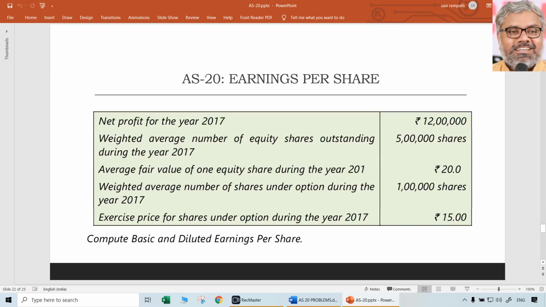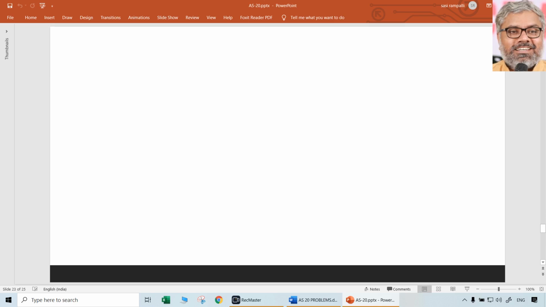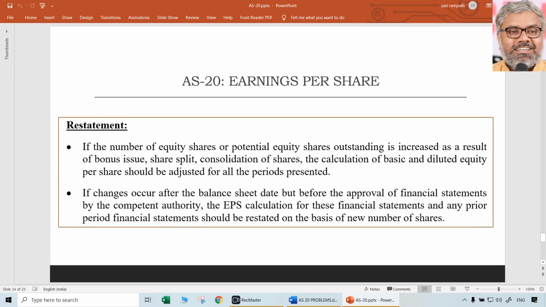That is another situation we have discussed, about options and other share purchase agreements which might cause dilution according to the issue price and fair value of those shares. Another important point is whenever there is a change like bonus shares or right shares. Right shares also have a bonus element, so we cannot completely ignore that. Even for right shares, restatement should happen. So bonus shares, share split, consolidation, etc.